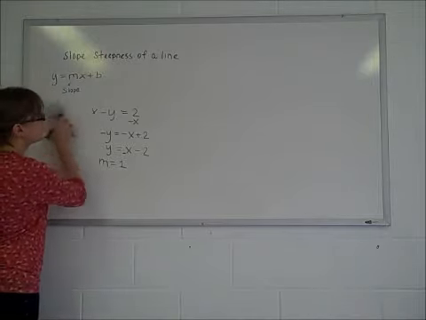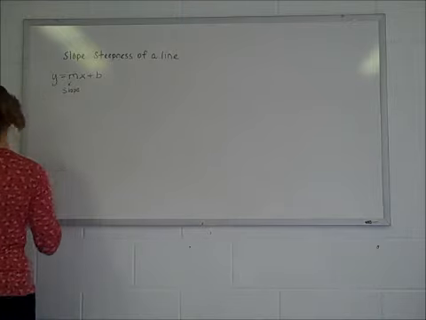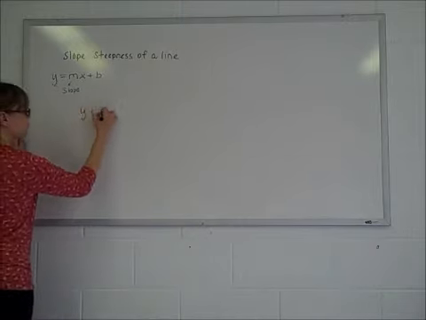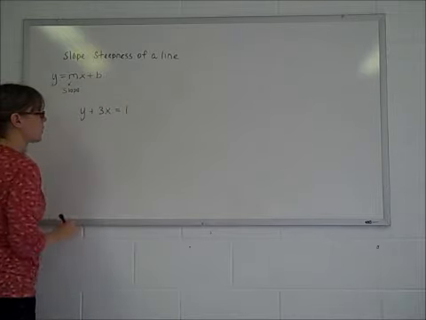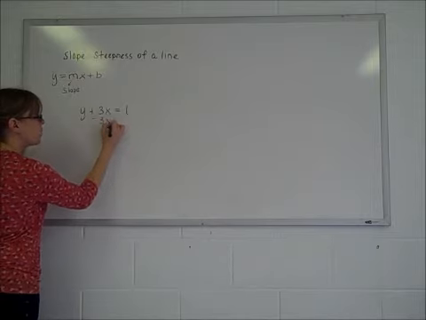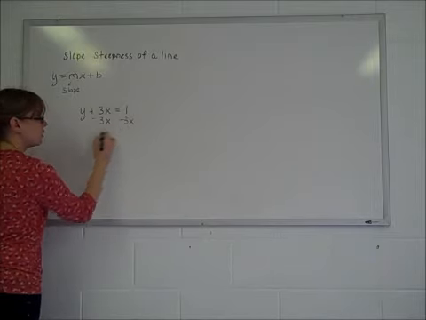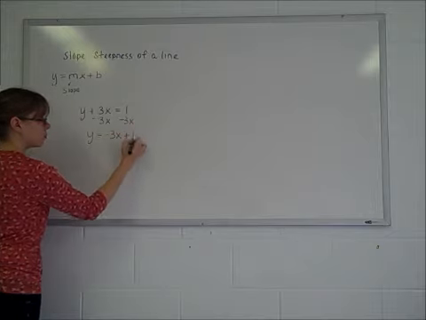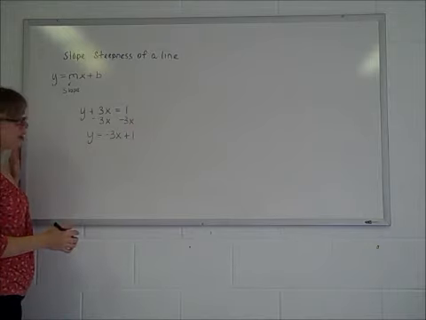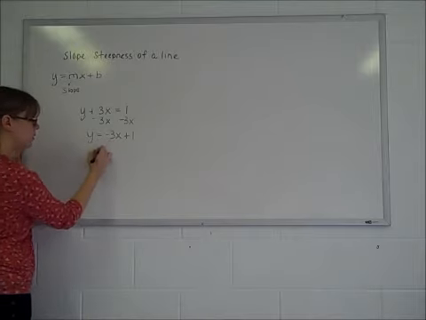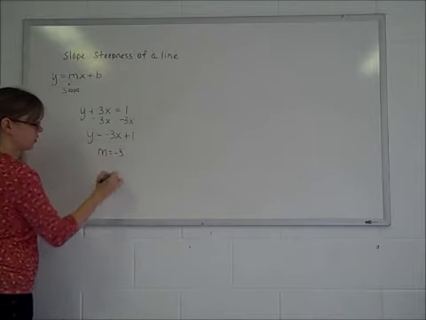Let's do another one. So again, I want to get y alone. Subtract 3x from both sides. And now y is all by itself. My slope is the coefficient for my x, which is negative 3.